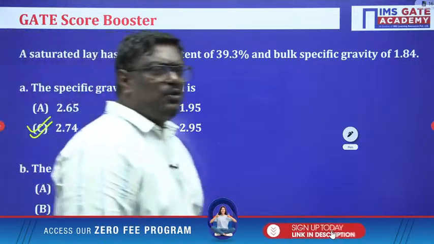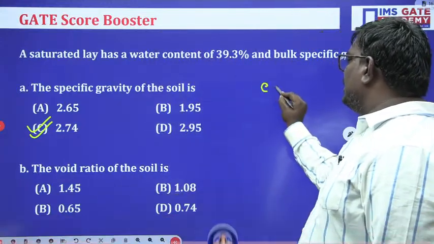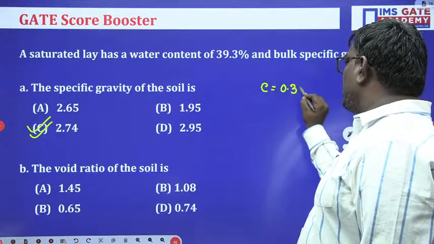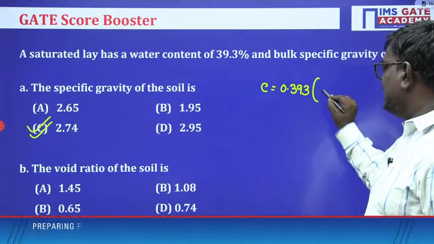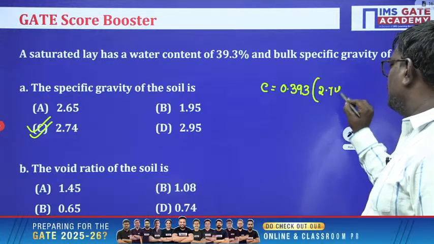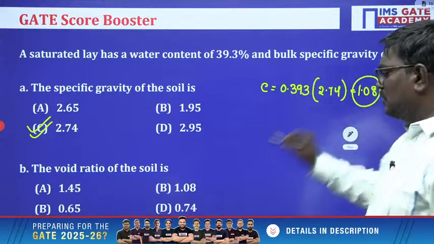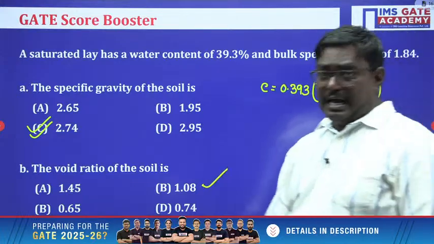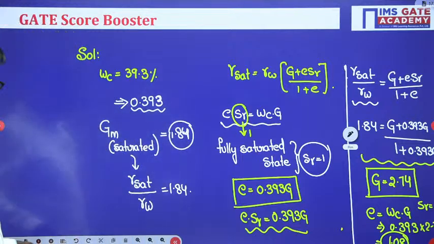And if they ask you what is the void ratio, okay, just see, I am doing it again. E is equal to 0.393 into G. What is the value of G? Just plug that in. That is 2.74. So you will get a value of 1.08. So here the option is B. I hope you are clear, my dear students.